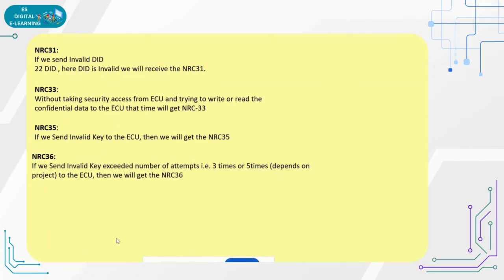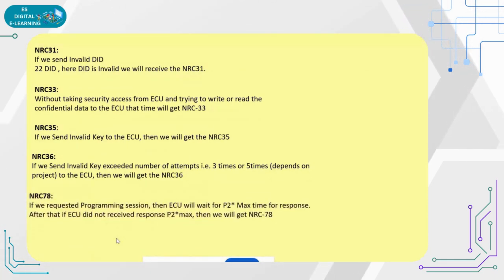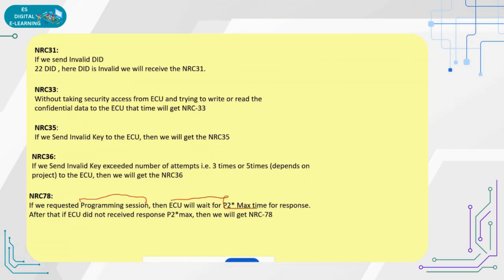Clear, right? Next, NRC 78. If we request a programming session, then the ECU will wait for P2 star max time for the response.